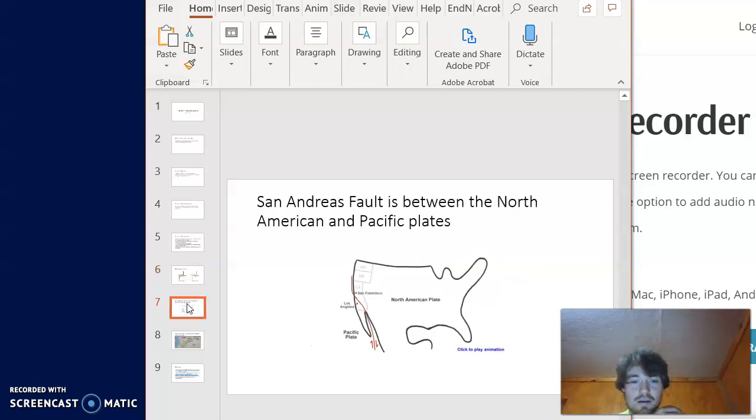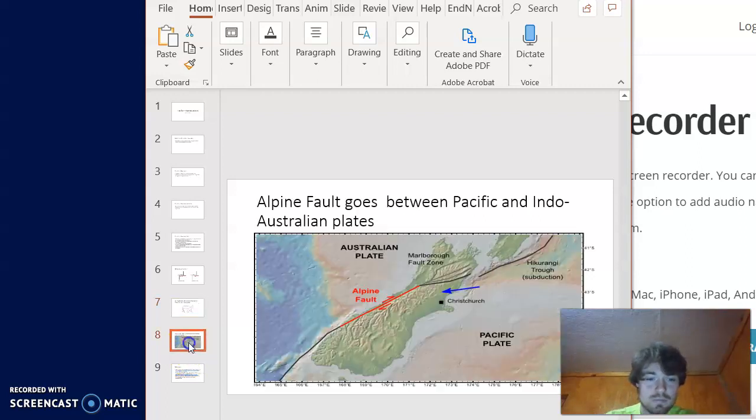Then here we have how long the fault is for the San Andreas, and it goes between the Pacific plate and the North American plate, and it extends from about Eugene, Oregon, all the way down into a good little chunk of Mexico. And the Alpine fault goes between the Pacific and the Indo-Australian plates, which takes up most of New Zealand. I believe the number was 480 kilometers.